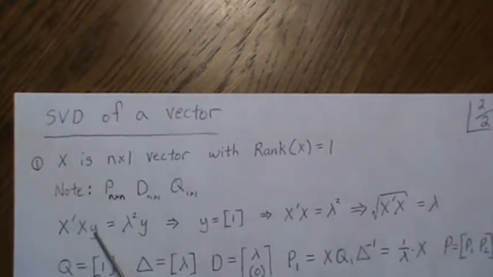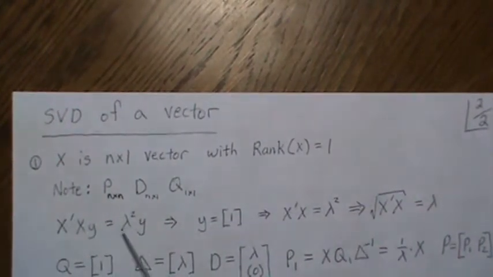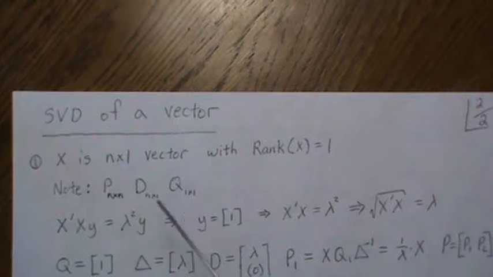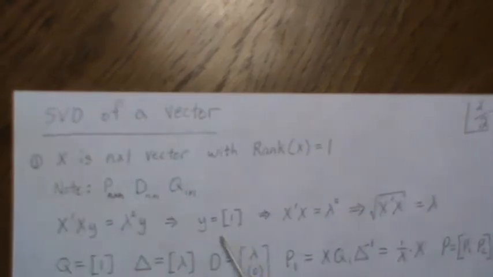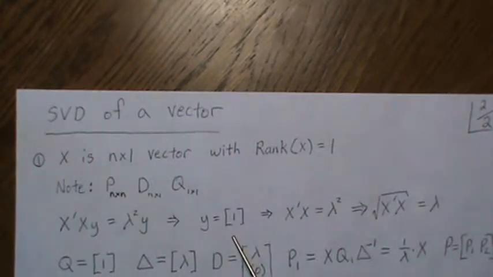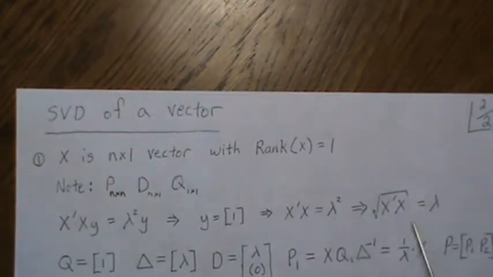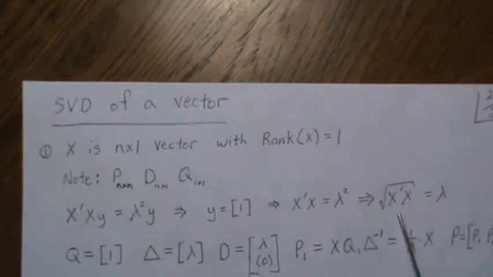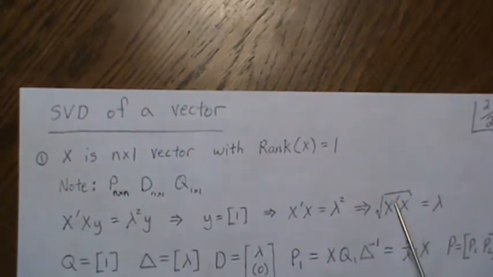And so clearly if you put a 1 in here, then if this is true, we find the eigenvector, and 1 satisfies it. So y equal to 1 is an eigenvector. Now if you put in 1, of course that means that this product is lambda squared, so lambda is the square root of x prime x. Remember, these are vectors, so this is a number.